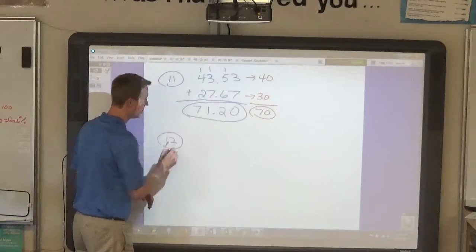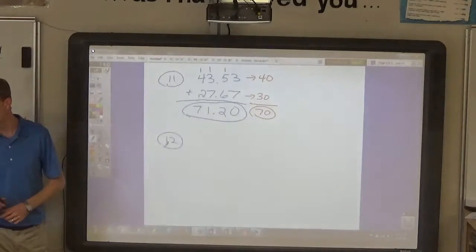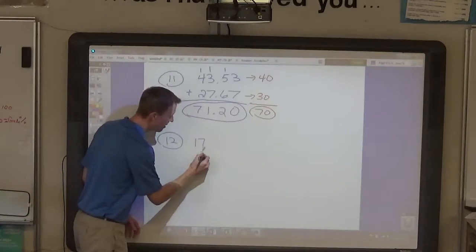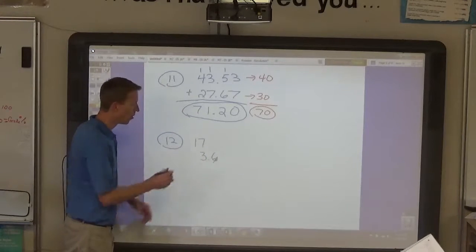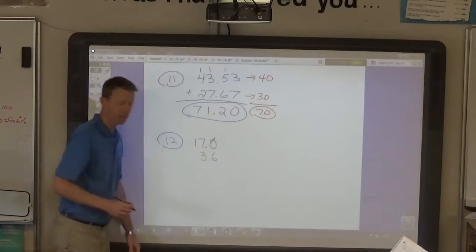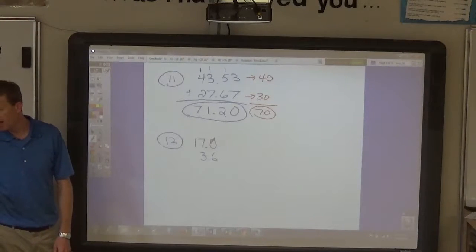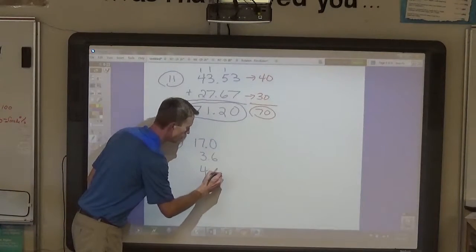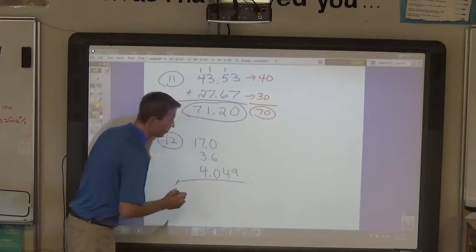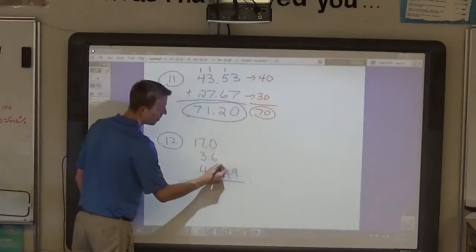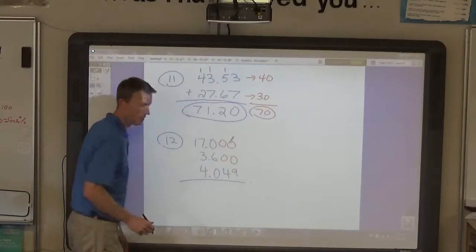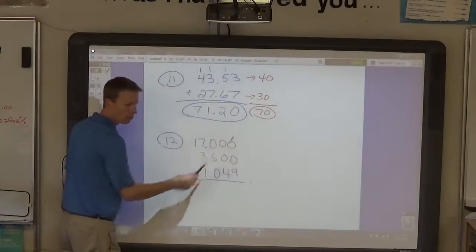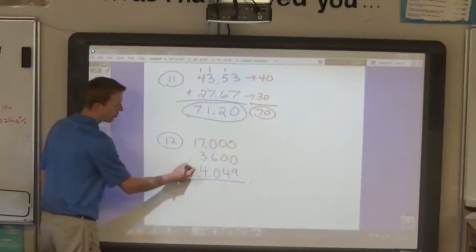Number 12. Number 12 is also part of your homework, so you might as well write it down. They give you 17 plus 3 6/10. Now, we'll have to put a decimal point here and hold that place. And the last number they give us, this is 3 digits, 449 thousandths. We're going to need some more zeros here. So all of these numbers are written to the thousandths place. That's important. And we're adding again.